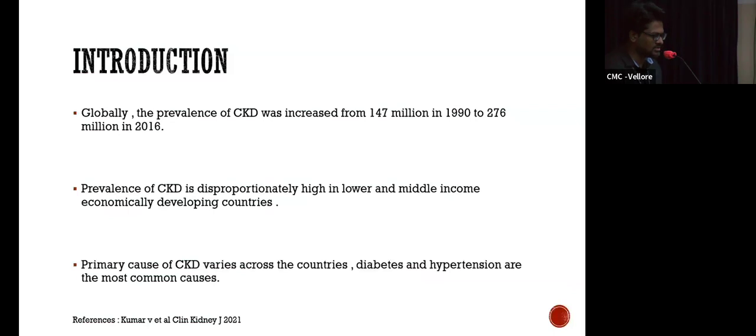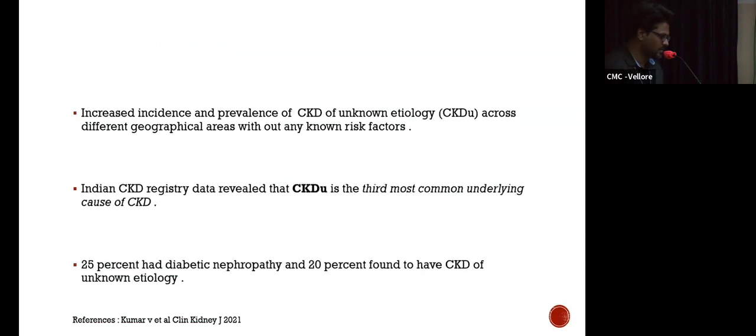So coming to the introduction, globally, the prevalence of the CKD is almost doubled in the last 2 decades. Disproportionately, it is high in lower and middle income economically developing countries. The primary risk factor for the CKD overall will be diabetes and hypertension. But there is an increased prevalence of CKD of unknown etiology across different geographical areas without known risk factors. So that's why the new term called CKD-U has come up, and it is the third most common cause of CKD prevalence in India.